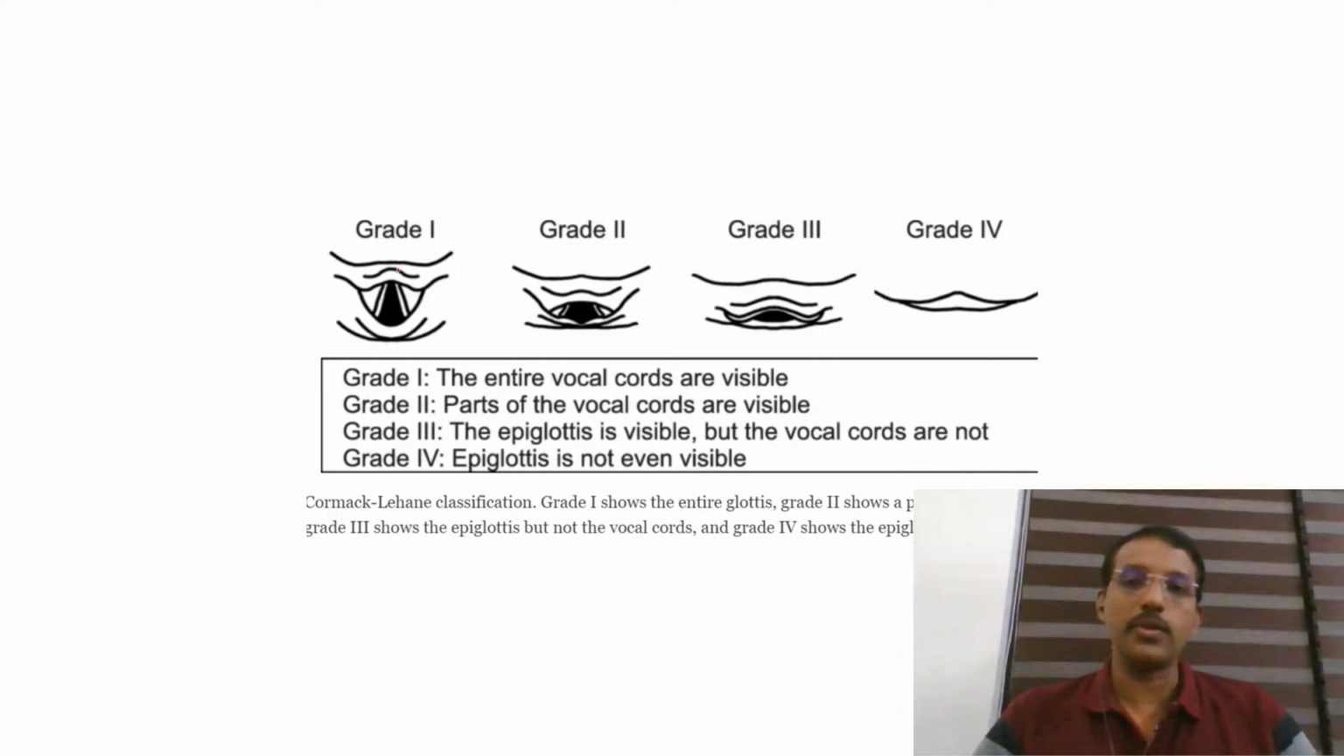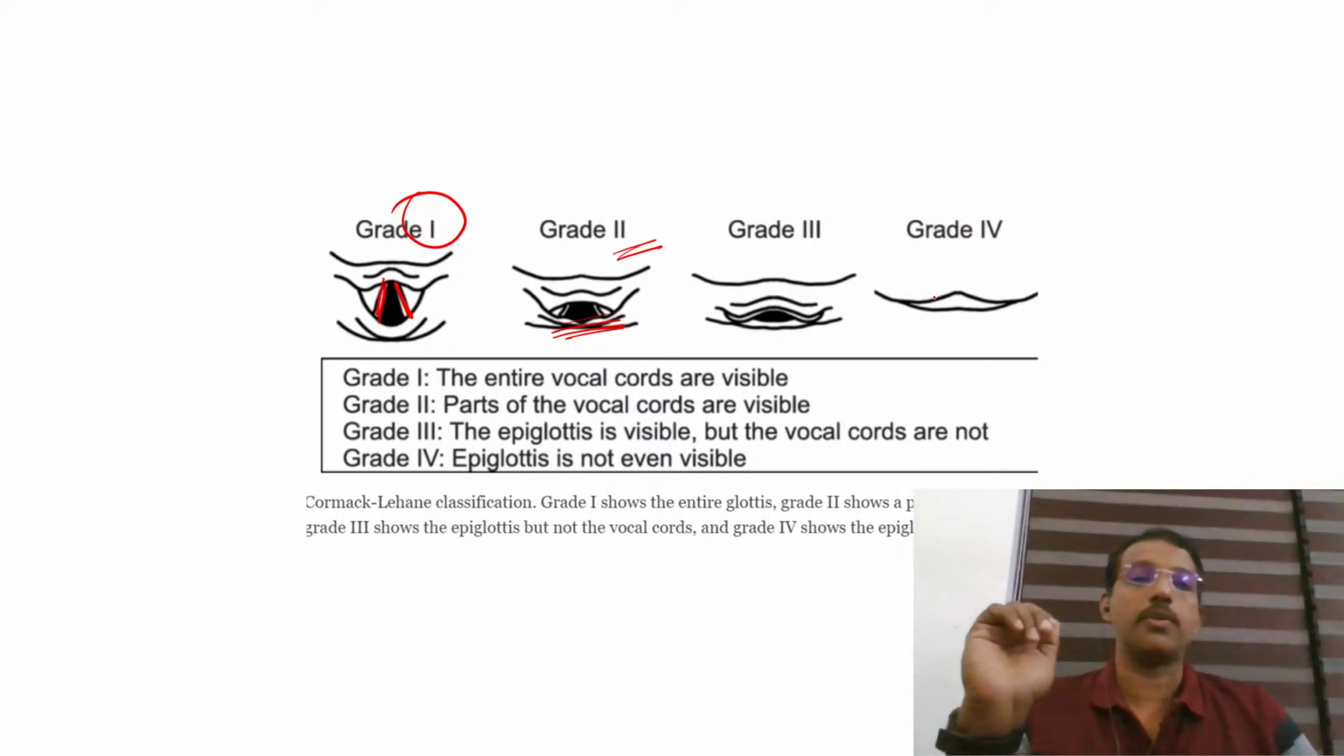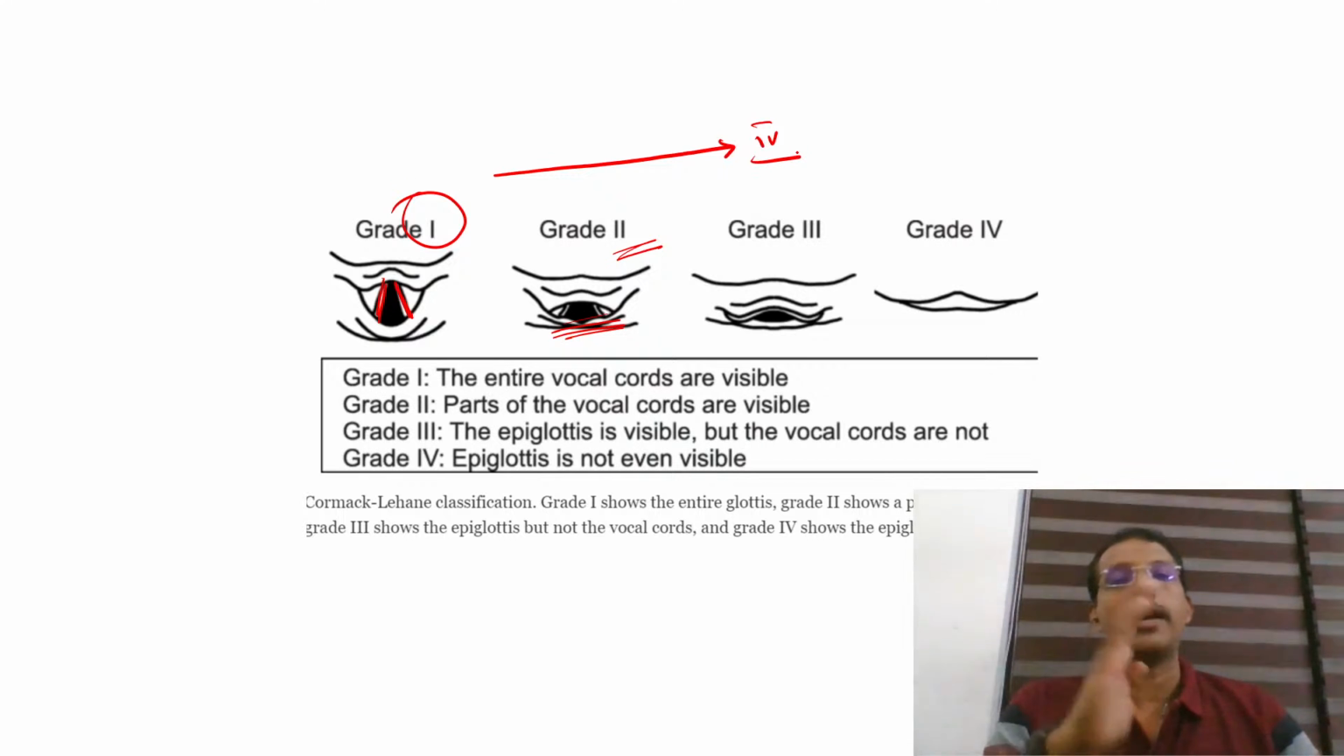Here, once you do a laryngoscopy and you see the complete vocal cord, both anterior and posterior, you call it grade 1. If you see only the tip of it, only the lowermost portion, then you call it grade 2. In grade 3 you hardly see that, and in grade 4 you cannot even see the epiglottis properly. So as you move from 1 to 4, your difficulty increases in Cormack and Lehane.